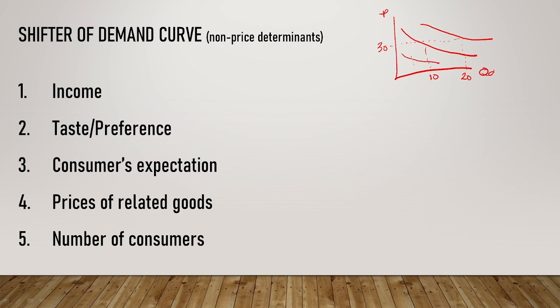So now our demand curve is here. Instead of 10, it becomes 5. As you can see, the price remains the same, only the QD changed. And this is what we call shifters of demand. So the curve shifts outward or inward.